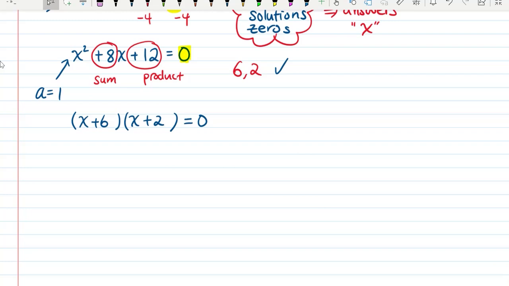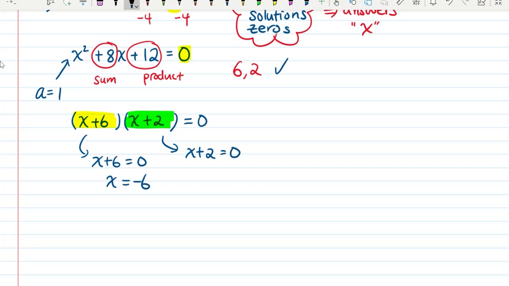So each factor, which means each set of brackets, will give us a solution. So the first bracket, x plus 6, can be read as x plus 6 is equal to 0, which will give us x equals negative 6. The second set of brackets will give us another solution. x plus 2 is equal to 0, and x is negative 2.